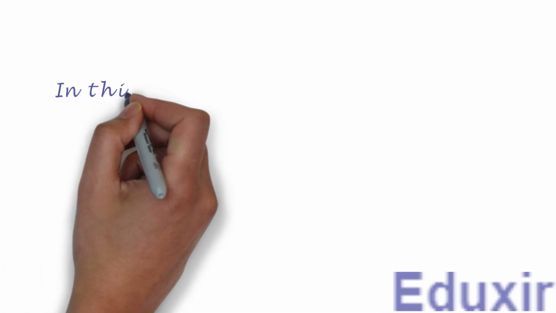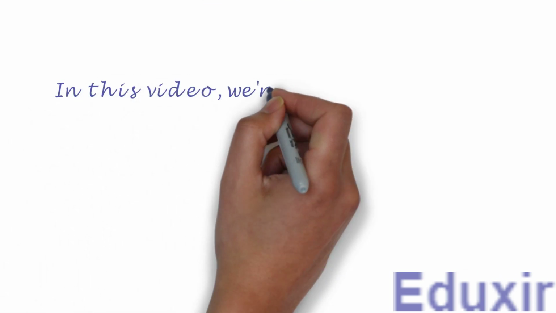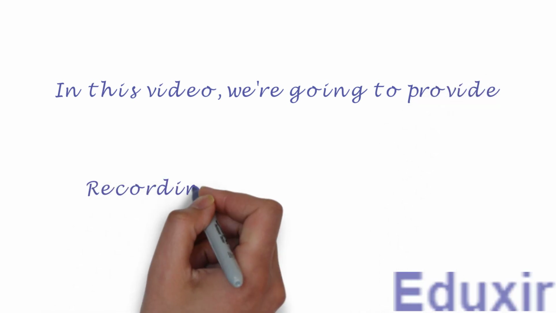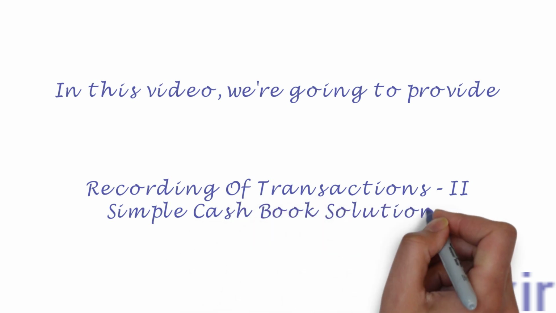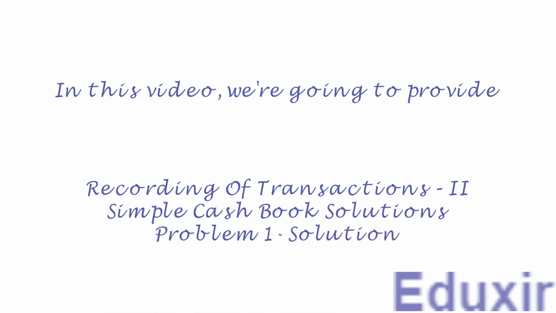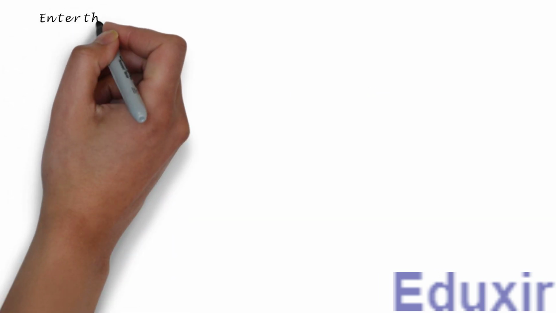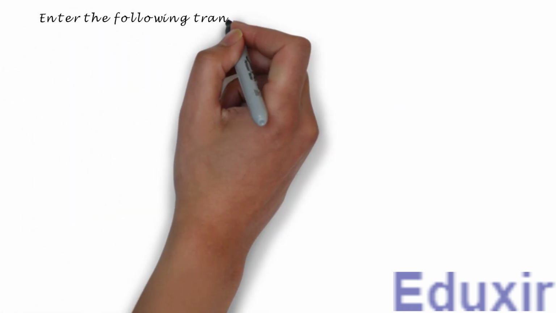In this video, we are going to provide recording of transactions 2, Simple Cash Book Solutions, Problem 1 solution. The problem statement is as follows. Enter the following transactions in a simple cash book for December 2000 plus.